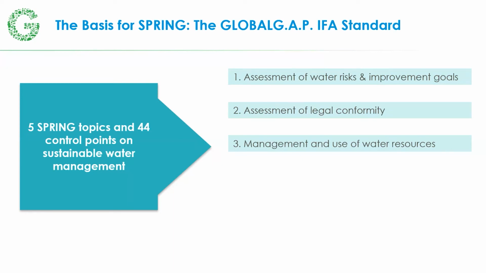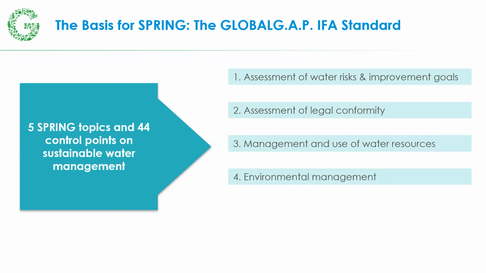If the producer has no irrigation but wants to ask for Spring, they can do it. Why? Because you can see that irrigation is only one part of Spring. It's not only based on irrigation. It's based on legal conformity, on stakeholders, on natural water sources, for example. That is the next topic.